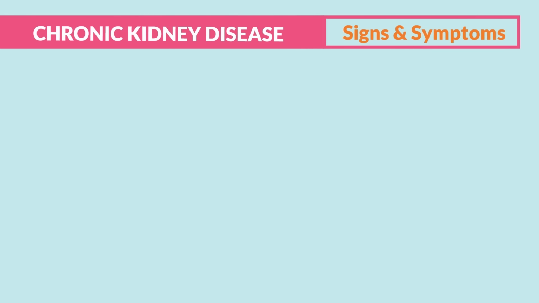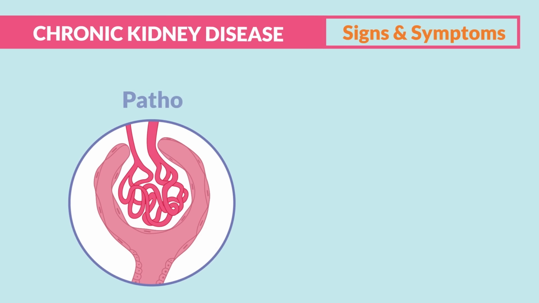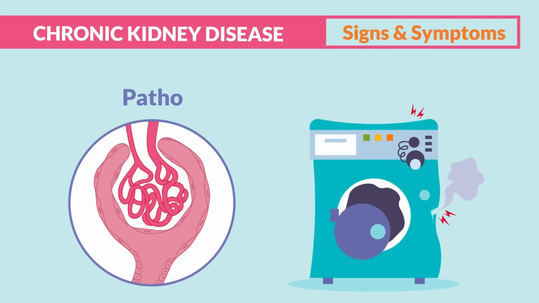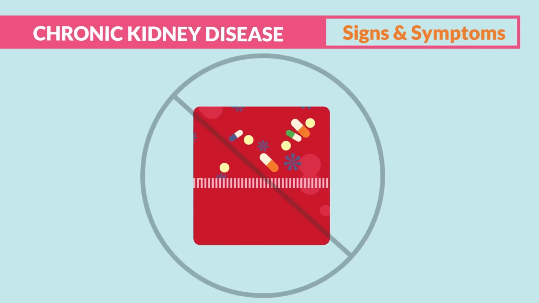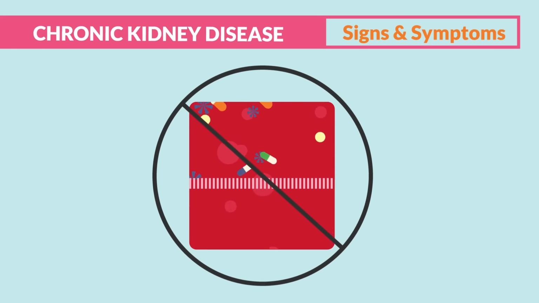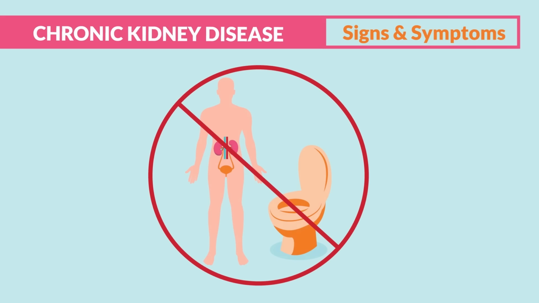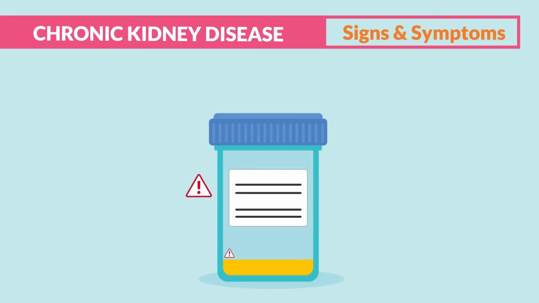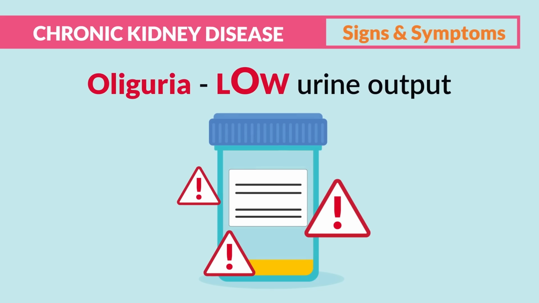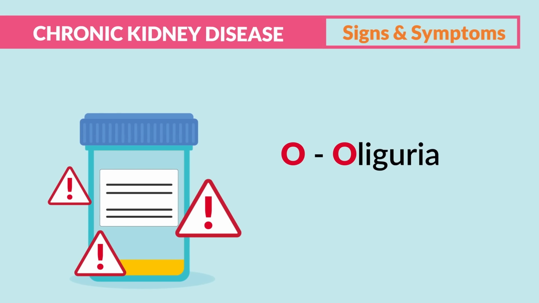Now, switching gears to signs and symptoms, just think about the patho here. You have broken washer machines, right? So we can't wash the blood from waste or excess electrolytes and even fluid. But most importantly, we can't get fluid out of the body and into the body. This lack of urine output is called oliguria. So remember the O's for low urine output in oliguria.